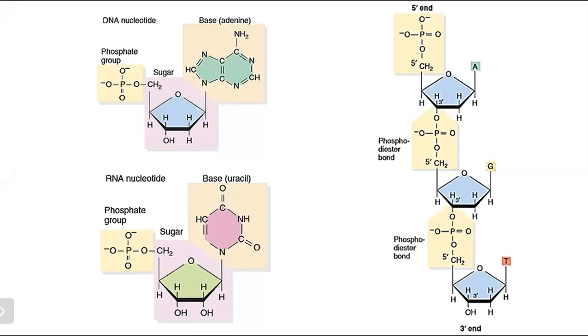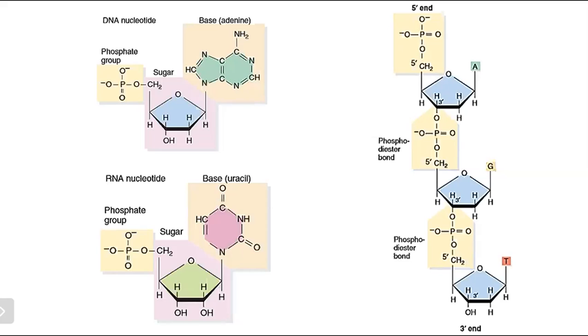It forms a DNA strand. On the right hand side, you can see three nucleotides. Here, what has happened? The third carbon of the first nucleotide is linked to the fifth carbon of the next nucleotide with a phosphodiester bond. You can see that in the phosphodiester bond, there are two ester bonds with the phosphate in it, RCOOR. Hence, it is called a phosphodiester bond.